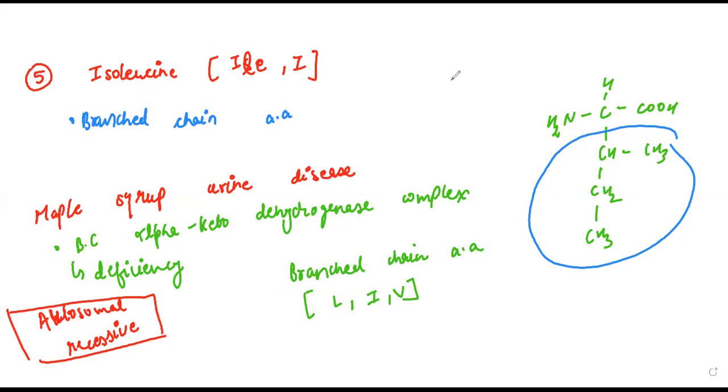Next amino acid that we have is methionine. Methionine is a special one. Why?